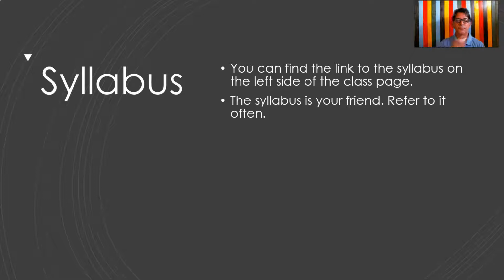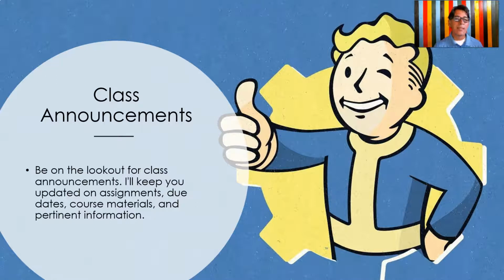The syllabus. I'm going to show you where the syllabus is on the class page on Canvas. The syllabus is your friend. It contains all the vital information and important dates that you're going to need to complete assignments by. So refer to the syllabus often. It is your friend.